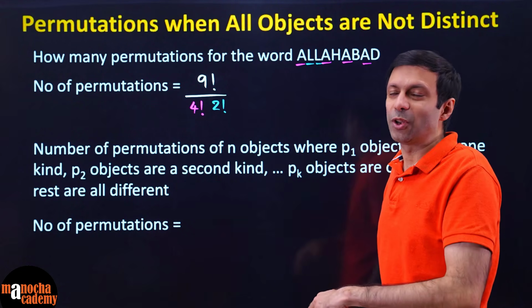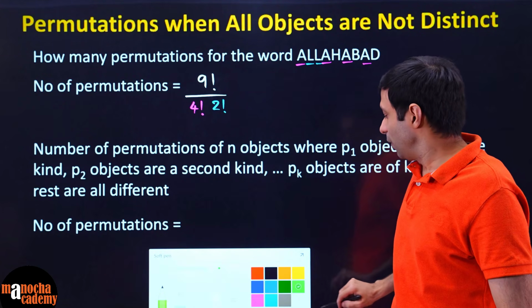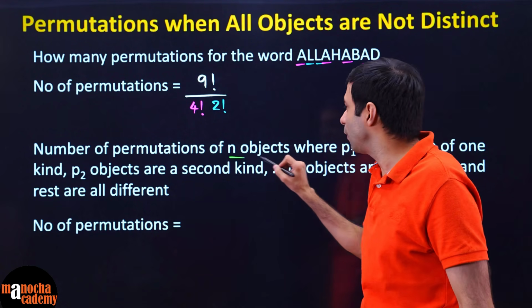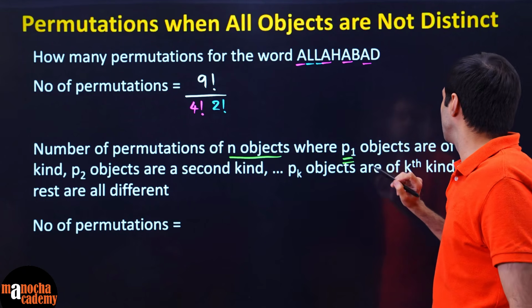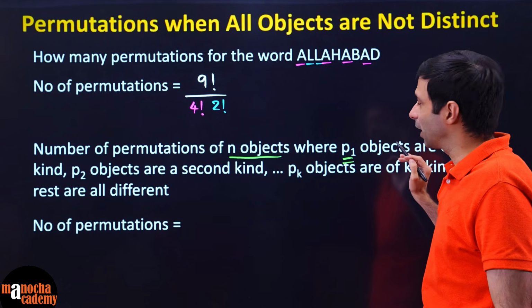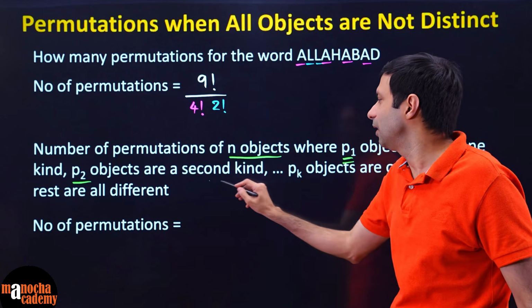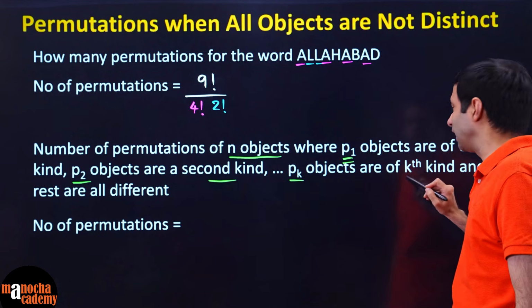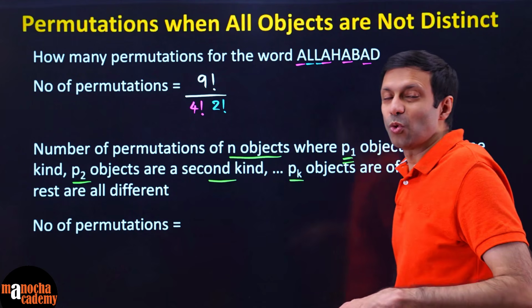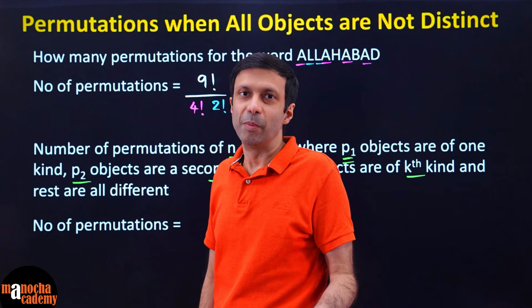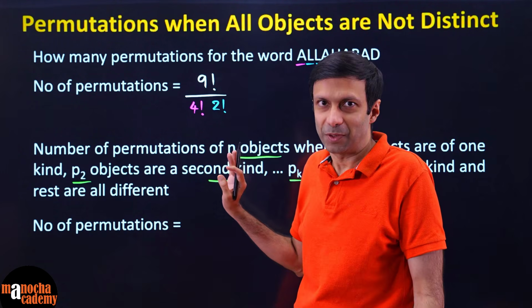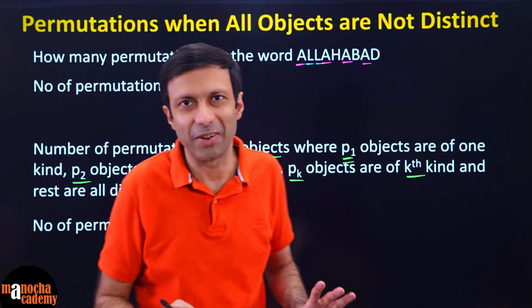So let's generalize all of this. Let's say we have to find the number of permutations of n objects, where p1 objects are of the same kind, that means they are repeated, p2 objects are also of the second kind, then pk objects are of the kth kind, and so on. So what will be the number of permutations? And the rest are all different, okay? So everything is not repeated here.